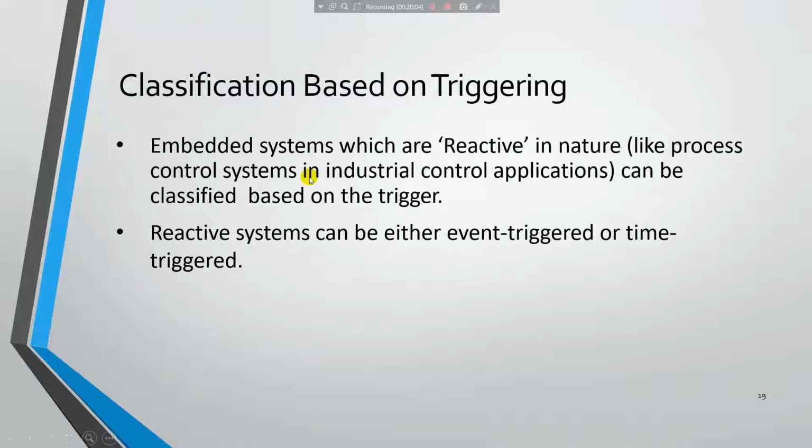Next, embedded systems which are reactive in nature, like process control systems in industrial applications. Control systems can be classified based on the trigger. Next, a reactive system can either be event triggered or time triggered, we can see.